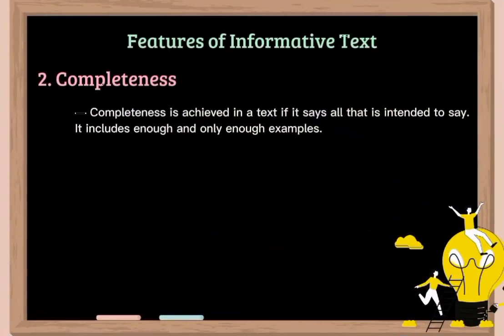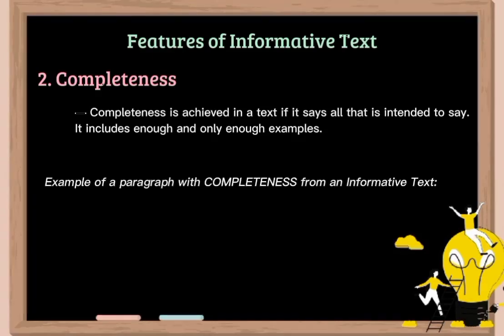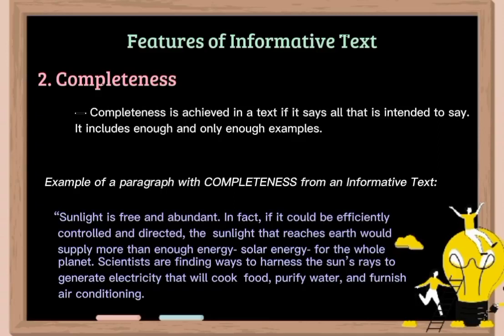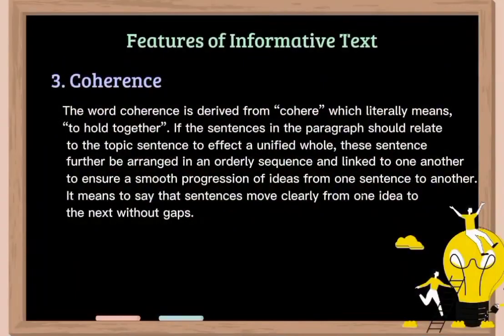2. Completeness. Completeness is achieved in a text if it says all that it intends to say. It includes enough and only enough examples. Example of a paragraph with completeness from an informative text. Sunlight is free and abundant. In fact, if it could be efficiently controlled and directed, the sunlight that reaches Earth would supply more than enough solar energy for the whole planet. Scientists are finding ways to harness the sun's rays to generate electricity that will cook food, purify water, and furnish air conditioning.